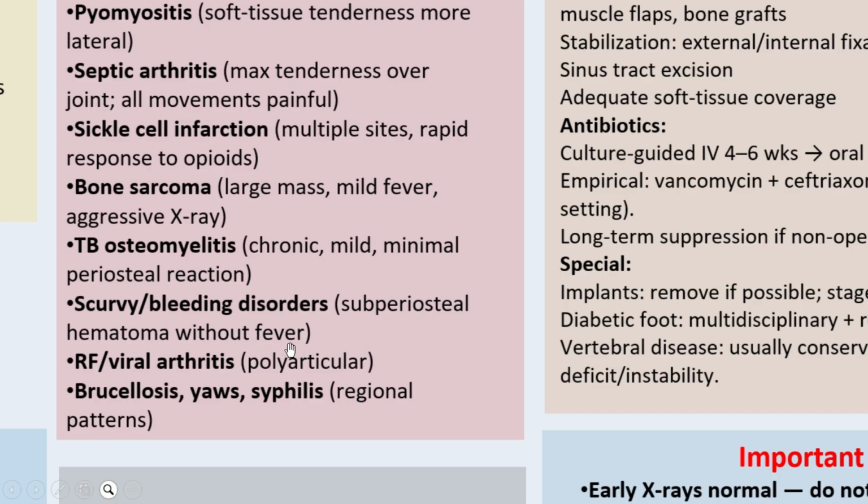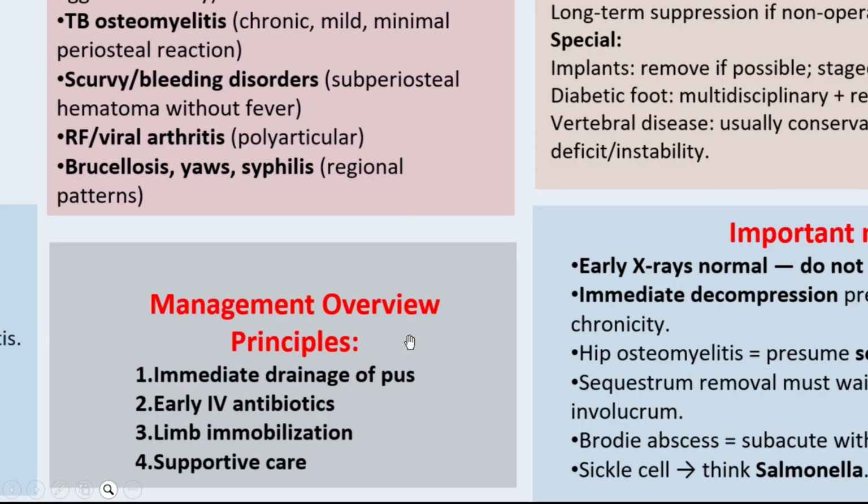Then rheumatic fever or viral arthritis is most of the times going to be polyarticular, so many limbs, many joints are paining. Then brucellosis, yaws, syphilis have regional patterns. So the principles of management is going to be immediate drainage of pus, and this one is very important because we saw this pus increases the intramedullary pressure, which leads to infarction when the blood vessels are compressed. Early IV antibiotics, limb immobilization, and then supportive care.